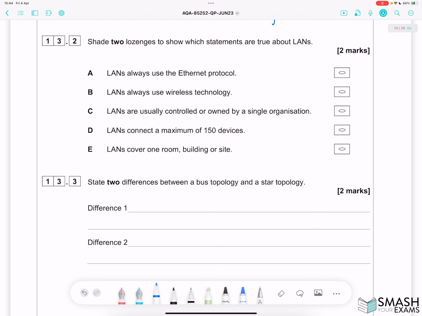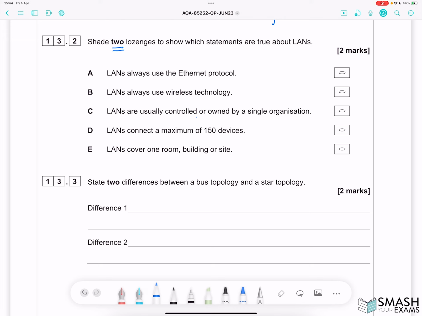So, question 13.2 this time. We need to shade two lozenges this time. Let's read the question carefully. We don't want to drop any silly marks due to poor exam technique. So shade two lozenges to show which statements are true about LANs. So a LAN always uses the Ethernet protocol. That's not strictly true, is it? A LAN always uses wireless technology. No, because it could be using wired technology.